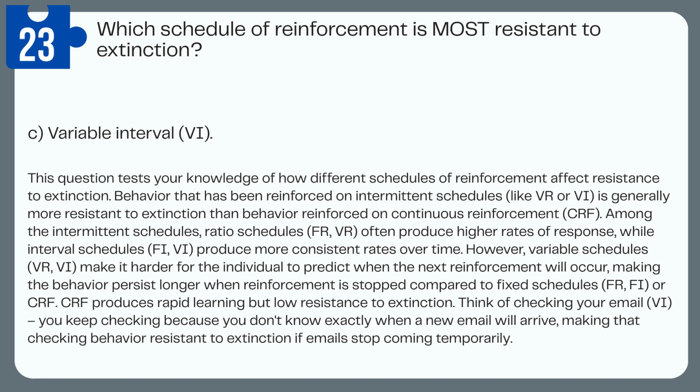Among the intermittent schedules, ratio schedules, FR, VR, often produce higher rates of response, while interval schedules, FI, VI, produce more consistent rates over time. However, variable schedules, VR, VI, make it harder for the individual to predict when the next reinforcement will occur, making the behavior persist longer when reinforcement is stopped compared to fixed schedules, FR, FI, or CRF. CRF produces rapid learning but low resistance to extinction.